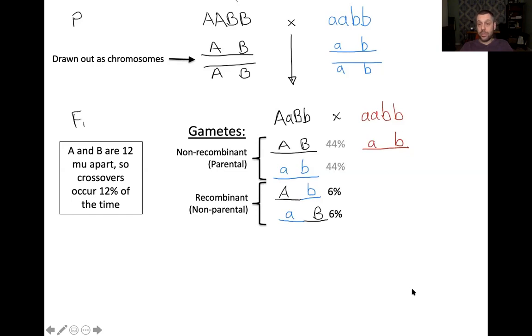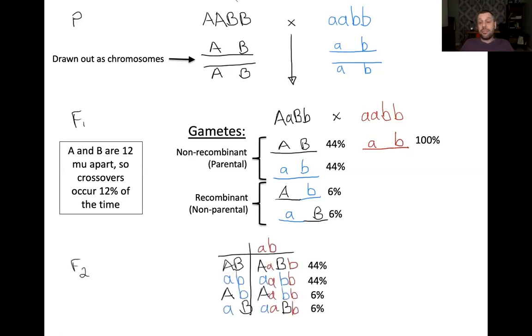Split that between the other two chromosomes, and you get the idea that 44% of the gametes would look like this, 44% would look like this, and 6% and 6% would look like those two. That adds up to 100% of all the gametes. It's much easier to figure out the other half of this test cross because 100% of the gametes are going to look like that.